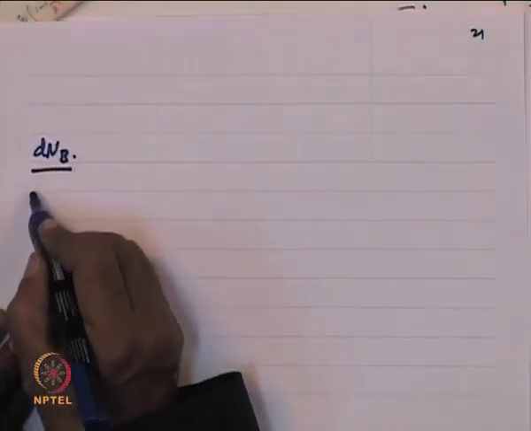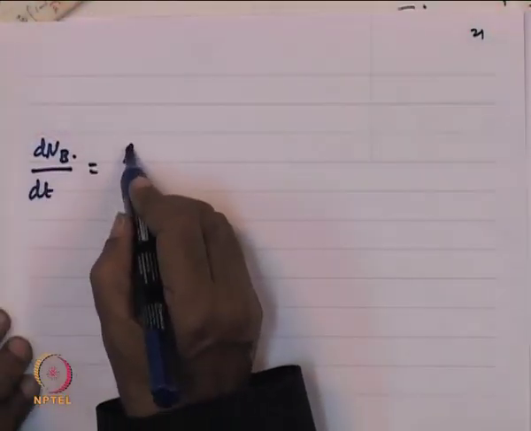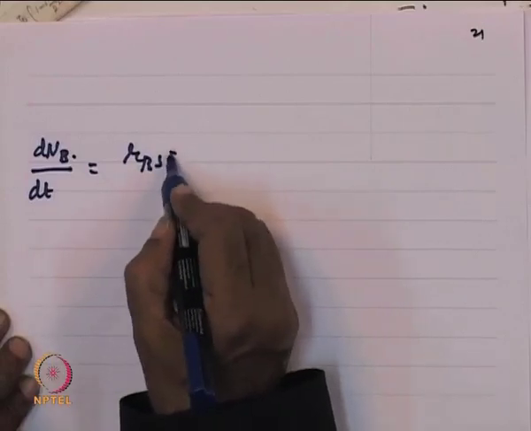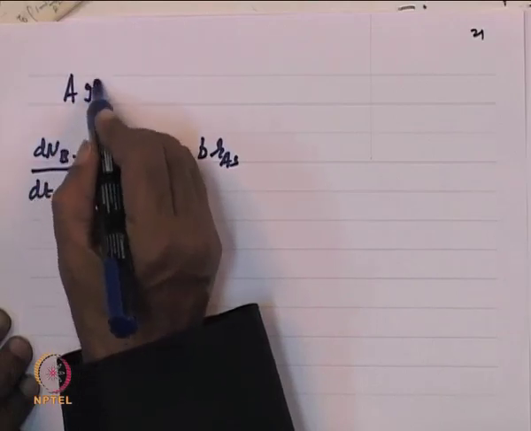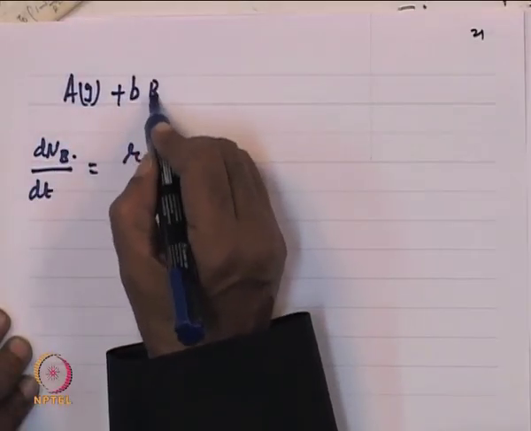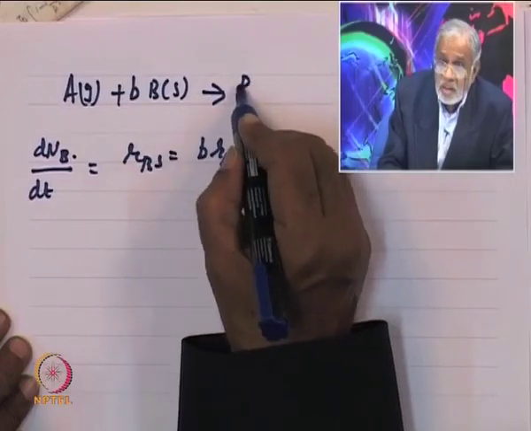Okay. Having said this, a question that arises is, in a general case, let us just look at the general problem and state this whole thing once again. We have dNb by dt equal to R b S equal to b times R A S. This is the reaction A gas plus b B solid going to products.